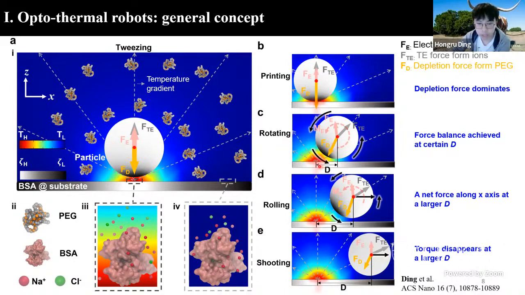But for the rotating case, if we have a small distance between the particle and the center of the laser beam, we can achieve a force balance among the three forces, and there's only a net torque. That's how we achieve rotating. And if we increase the distance a little bit, then the force balance will be broken, and there's a small net force that pushes the particle away from the laser beam, and meanwhile there's still a torque. And if we further increase the distance, in this case, the torque disappears, and there's only a small net force that pushes the particle away from the hotspot. So those are the general concepts of this work.